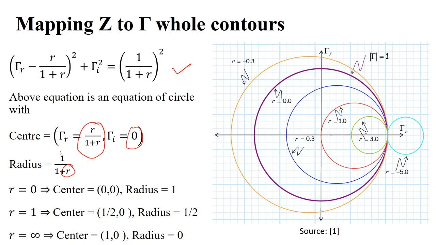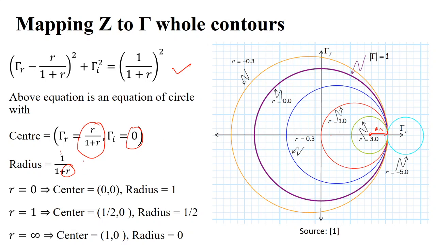For example, this is a circle where r equals 3. They have plotted it here. So if r equals 3, the center will be 3 over 1 plus 3, which is 3 over 4. So the center will lie at 3 over 4, and here the radius is 1 over 4. So the radius will be one-fourth, a value of 0.25. You plot this radius.